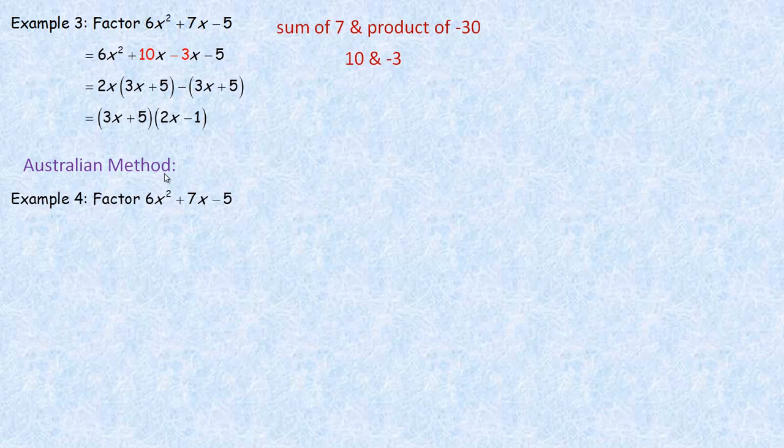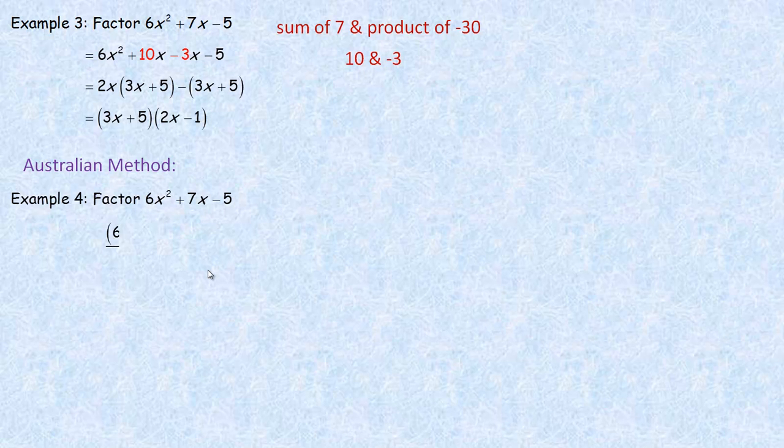And so that is 6x squared plus 7x minus 5 factored. Now I'm going to show you a different method here called the Australian method. We're actually going to factor the same thing, but I'm going to show you how this different method works. And you still need the 10 and negative 3. You still need two numbers that add to 7 and multiply to negative 30.